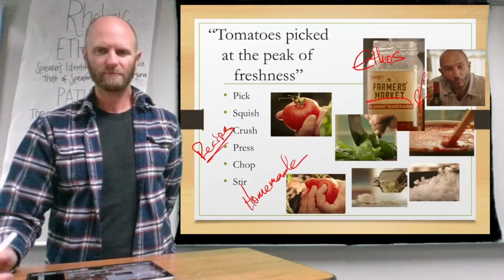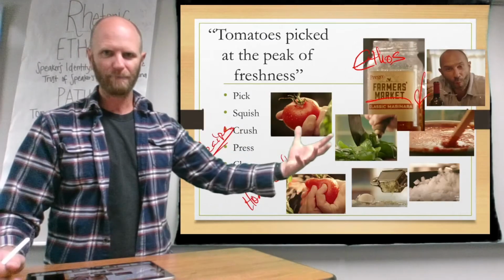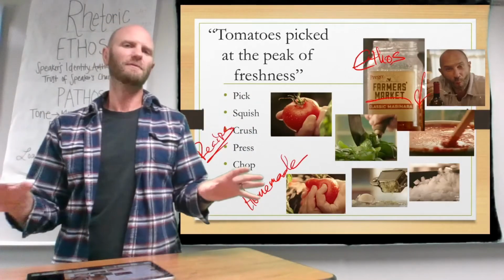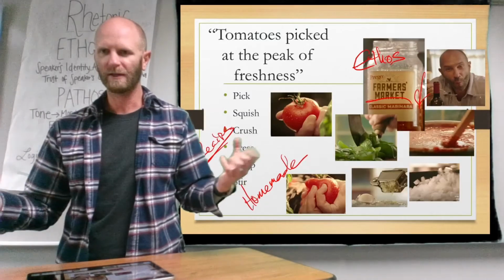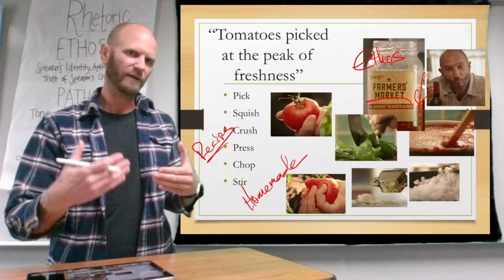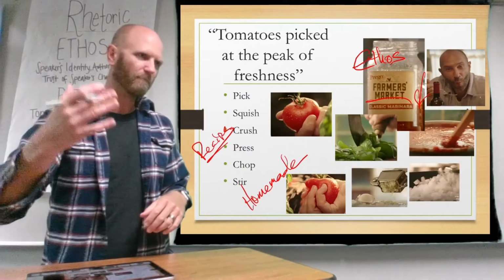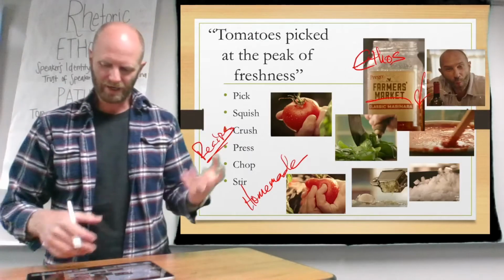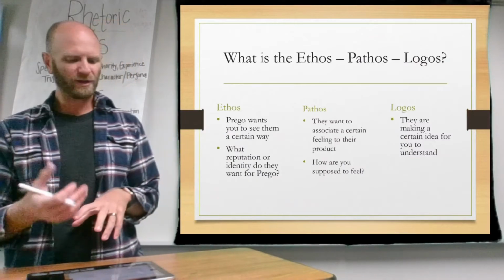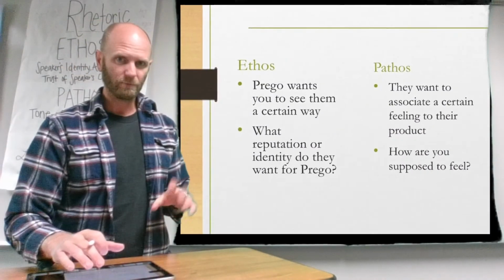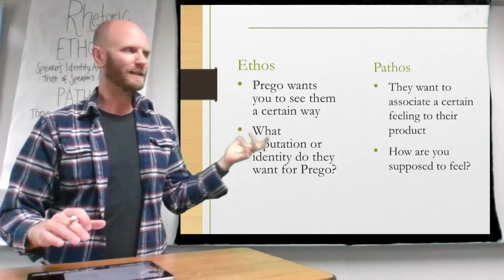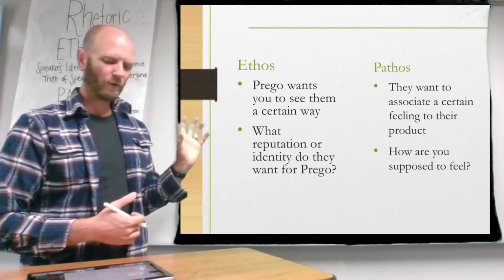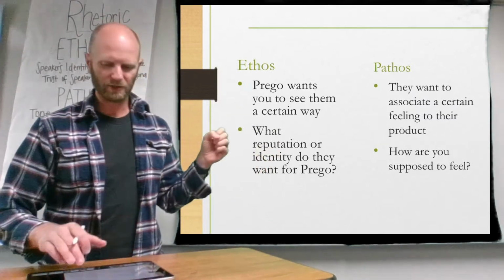The stuff that's actually in the jar, do you think it went through any of this, handmade by one person, served up to one family for dinner? No, not at all, right? It's made in the factory, just like everything else. But they want to hide that, right? Because they want to create that ethos of homemade farmer's market quality, because that makes people happy. That makes me feel good, right? I have the reaction that I love it and it feels good. So if we're thinking Prego, this giant company wants you to see them a certain way. They're somebody that's homemade, as good as grandma would make, right? This is the reputation they want.